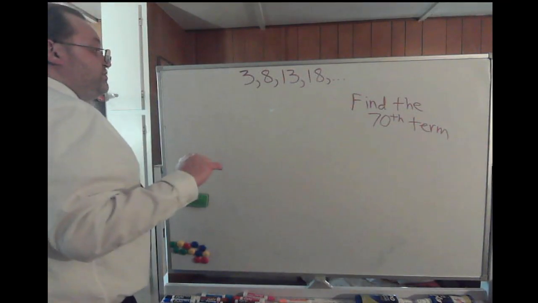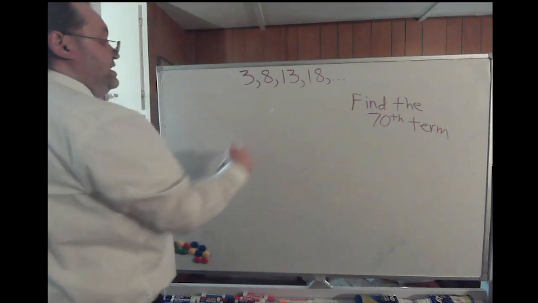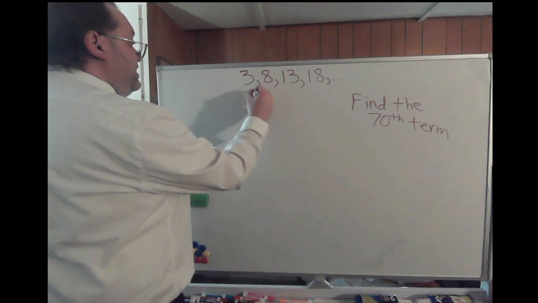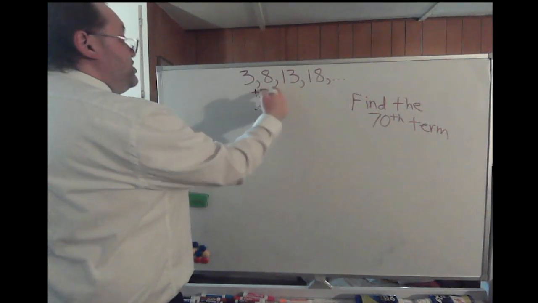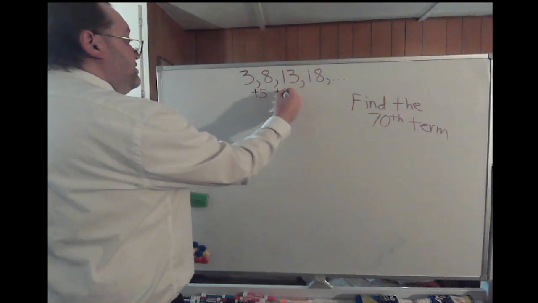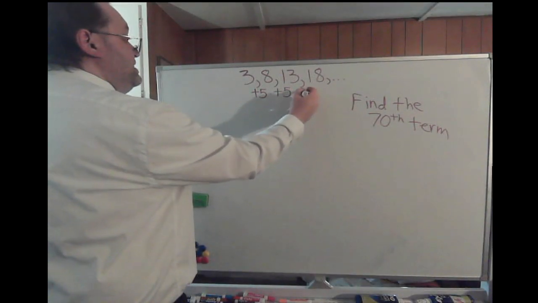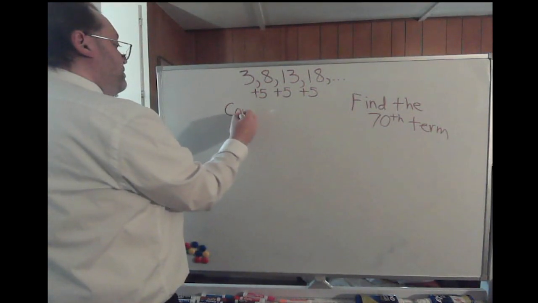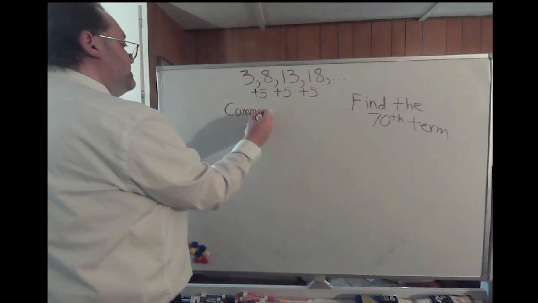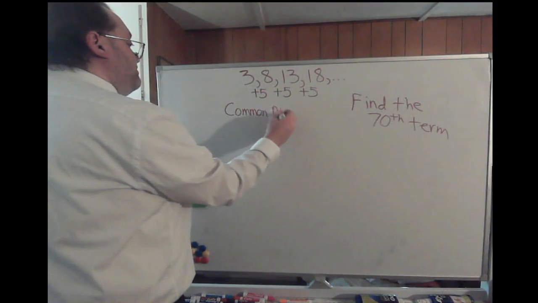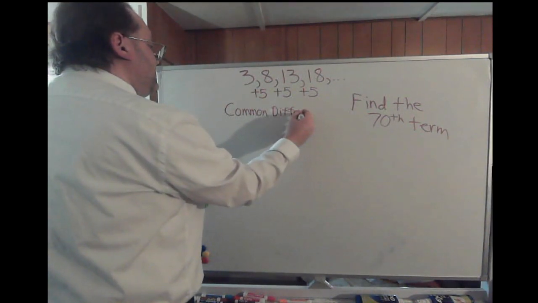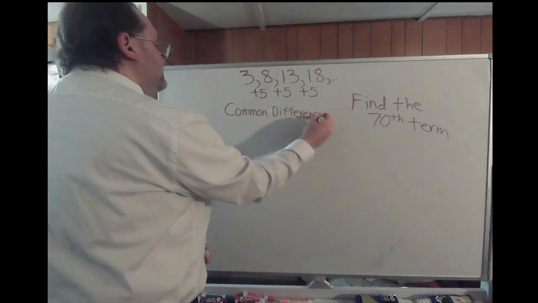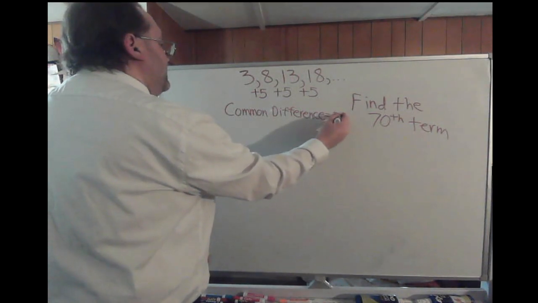So what you're going to do first, find the common difference between these numbers. Between 3 and 8, you're adding 5. Between 8 and 13, you're adding yet another 5. Between 13 and 18, you're adding yet another 5. So it's safe to say that our common difference is 5. Oh yeah, the common difference is equal to 5. Okay?